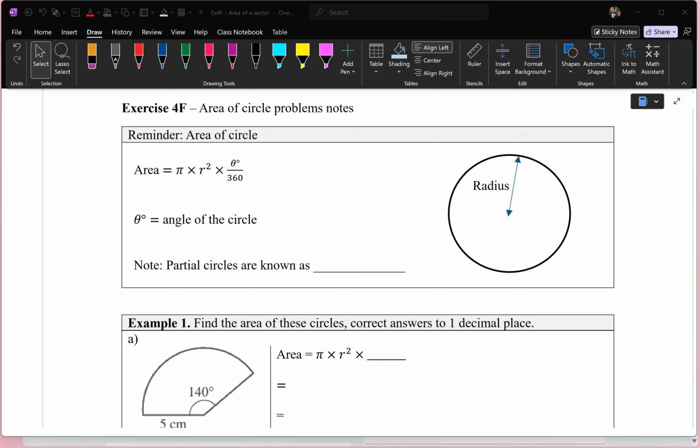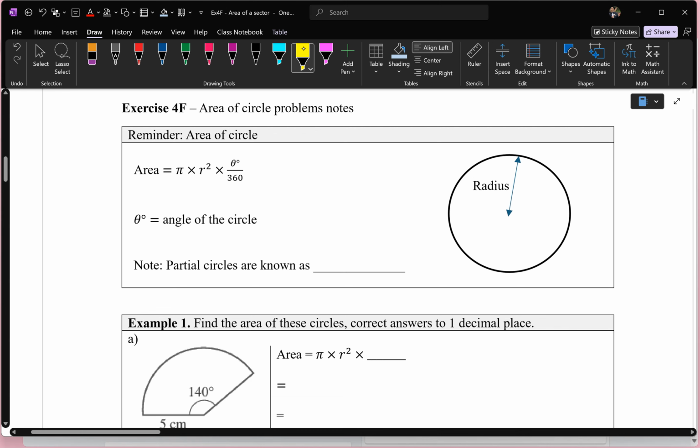Hey there, you rates. In this video here, we're going to be looking at exercise 4F, which is to do with area of circles. Now, in this one, there is a formula that I'm adding on that's not in your textbook, which has this component.